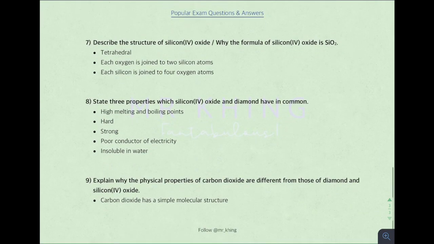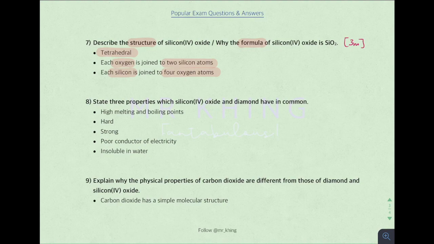So next, describe the structure of silicon dioxide, or why the formula of silicon dioxide is SiO2 but not SiO4. Whenever you see a question asking about the structure or the formula of SiO2, very often this is a 3 marks question. So this is how you need to answer it. First you have to mention it has a tetrahedral structure, each oxygen is joined to 2 silicon atoms, and every single silicon atom is joined to 4 oxygen atoms.